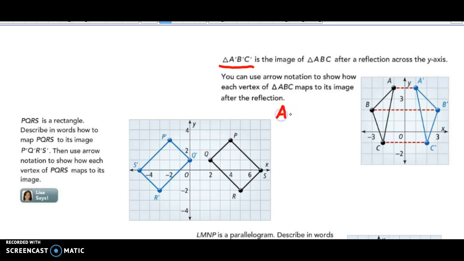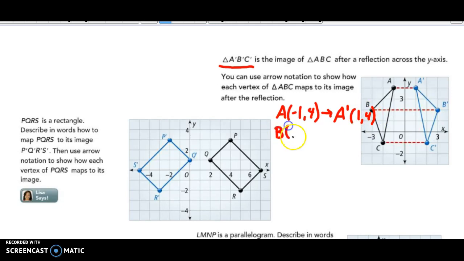I'm first going to label point A, and the coordinates of this point are -1, +4. I'm going to use my arrow, and I'm going to read that as maps to. So this reads point A at -1, +4 maps to A prime, and then I'm going to list the location of A prime, which is +1, +4.